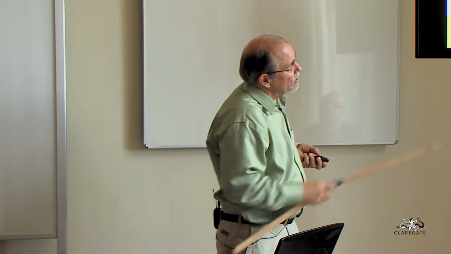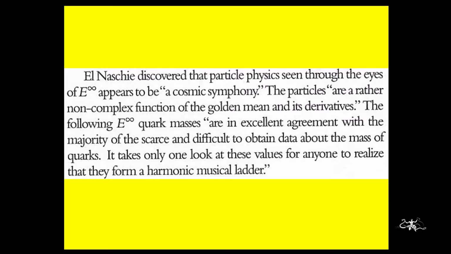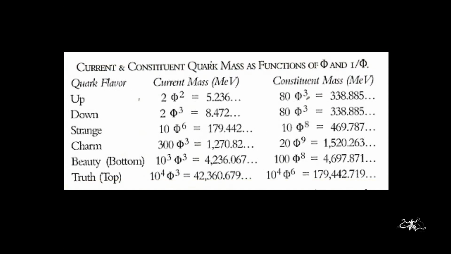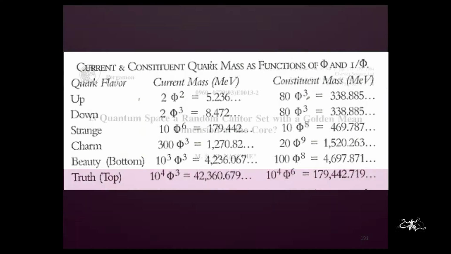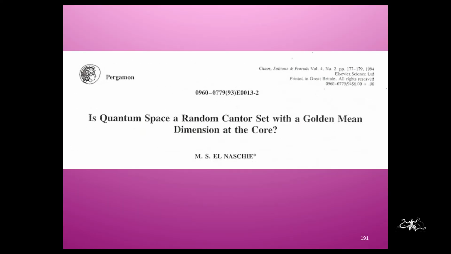El-Naschie discovered that particle physics seen through the eye of what he calls E-infinity theory appears to be a cosmic symphony. The particles are a rather non-complex function of the golden mean and its derivatives. The following, you'll see the quark masses, here they are: up, down, strange, charm. Isn't that interesting? Bottom and top used to be called beauty and truth. And you see their values. These are what's been measured, both in what they call current and constituent mass, but here you're going to see it's all this harmonic scale.